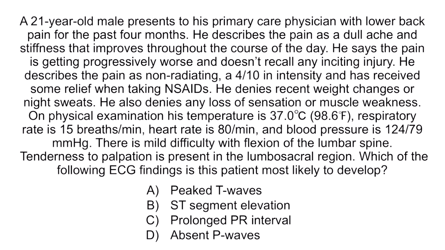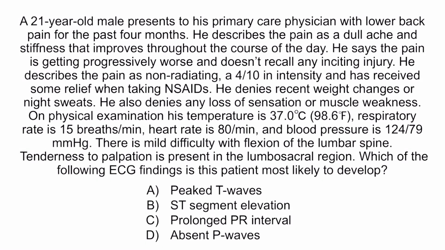On physical examination, his temperature is 37.0 degrees Celsius, respiratory rate is 15 breaths per minute, heart rate is 80 per minute, and blood pressure is 124/79. There is mild difficulty with flexion of the lumbar spine. Tenderness to palpation is present in the lumbosacral region. Which of the following ECG findings is this patient most likely to develop? A. Peaked T waves. B. ST segment elevation. C. Prolonged PR interval. Or D. Absent P waves.